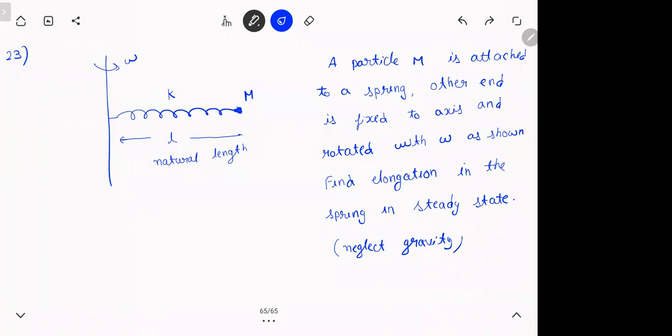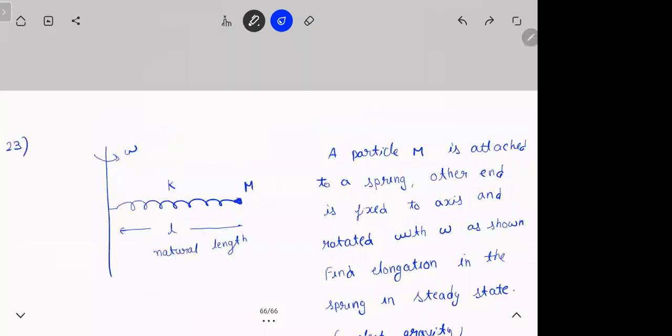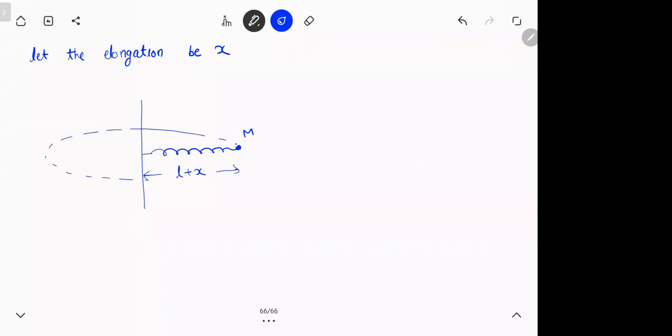See, first thing, free body diagram. So let the elongation be x. So when this guy rotates in a circle, then this length will be L plus x. So this will go in a big circle. It won't go in a circle of L, it will go in a circle of L plus x. So what are the forces on the particle? Centrifugal force, m omega square L plus x.